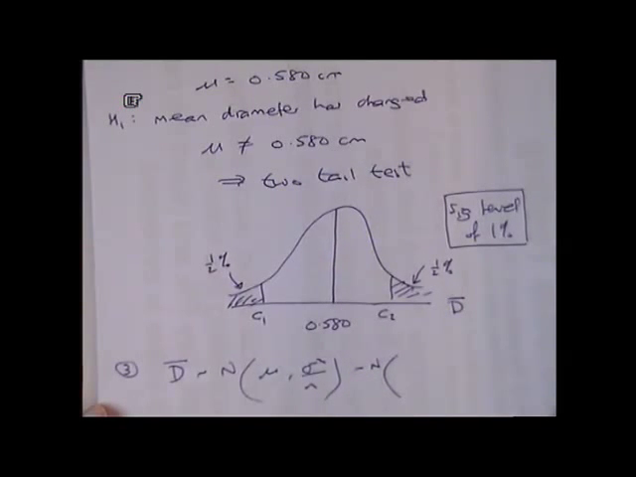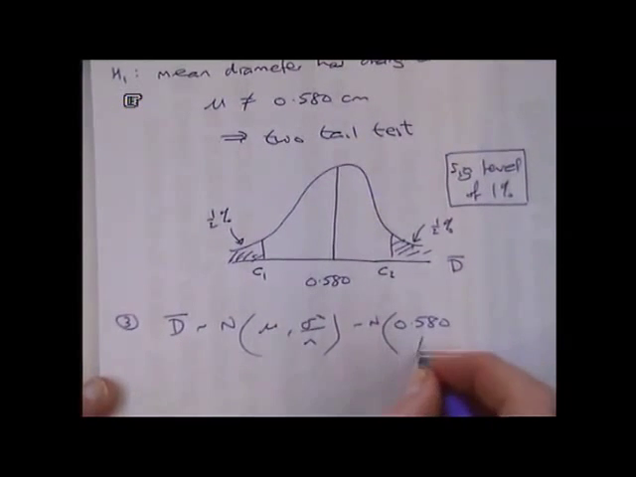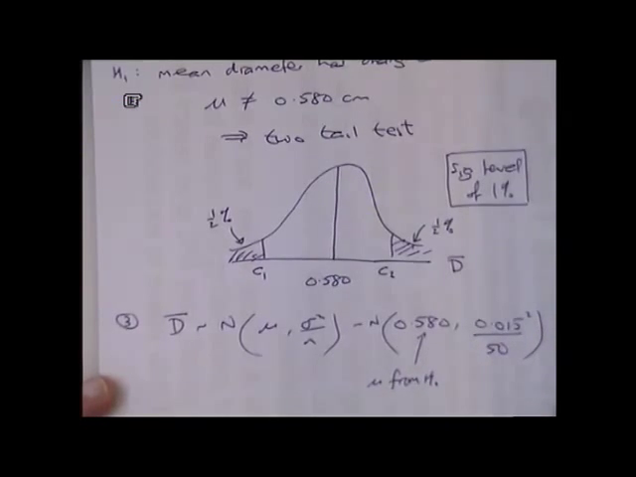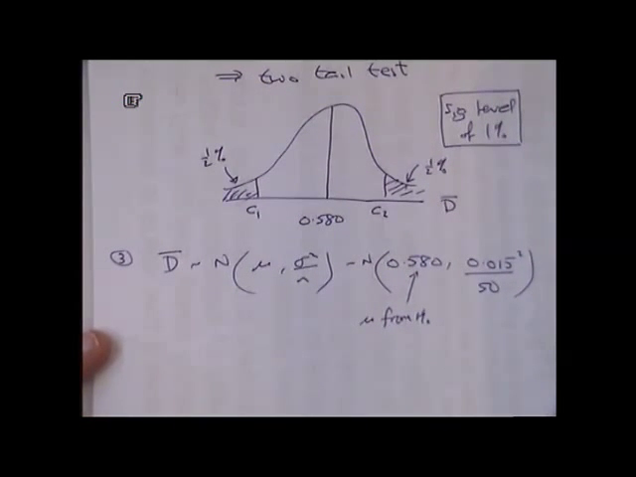Well, from what we're told, under the null hypothesis, mu is 0.58. You always use mu from the null hypothesis; it's always mu from the null hypothesis that goes in there. The standard deviation we're given is 0.015, so that's the standard deviation. That's the variance, and we are always dividing by n, the size of our sample, which was 50. So that is the distribution we're going to be using for D bar.